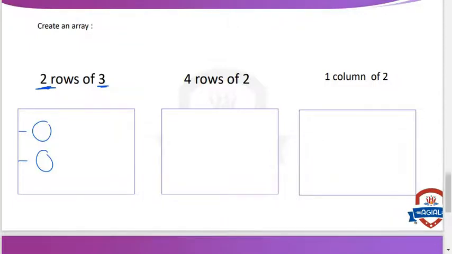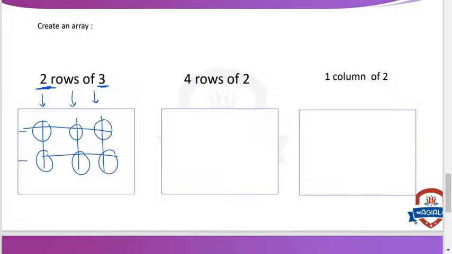Of what? Of 3. I want 3 columns. This number 1, I will make another 2. This number 2 and this number 3. So now we make 2 rows, 1, 2 from left to right, of 3 columns. 1, 2, 3. Do you understand it well?